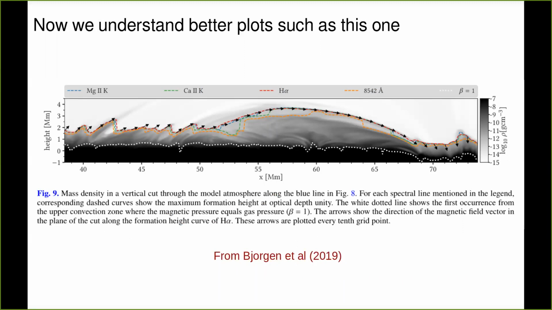And what people usually plot in these papers is they give you a slice. This is now not a horizontal slice like the one that I was showing before. This is now a vertical slice of the solar atmosphere. And what you see here is X and Z, right? And these different colors, so blue, green, red, and orange, show you the lines where the optical depth is equal to 1 at these corresponding wavelengths.